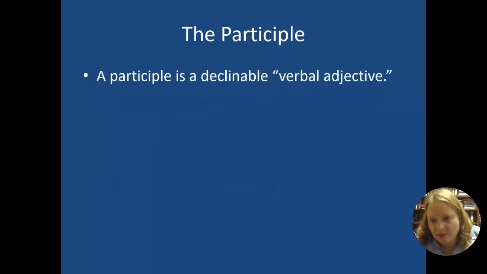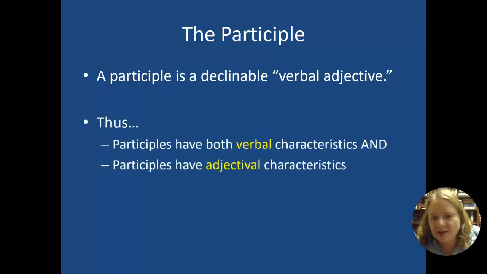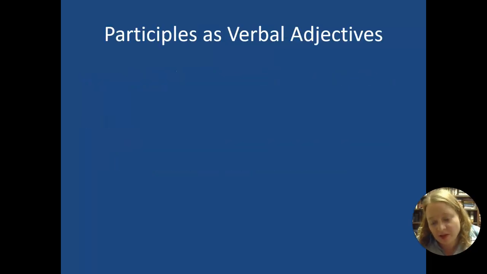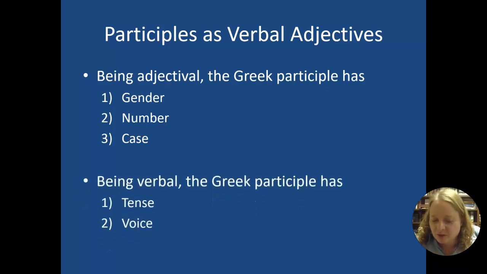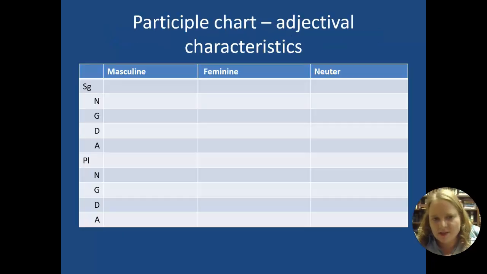Participles are basically a verbal adjective, and because of that, they have both verb characteristics and adjective characteristics, so there's a lot of things to keep track of. As far as adjectives, they're going to have gender, number, and case. Since they're verbal, they have a tense, they have a voice, and then we're treating participle kind of like it is the mood. We'll talk about that in class. For the adjectival characteristics, you have masculine, feminine, neuter, singular and plural, nominative, genitive, dative, accusative. They can be all of those things, and so you have to keep track of those.